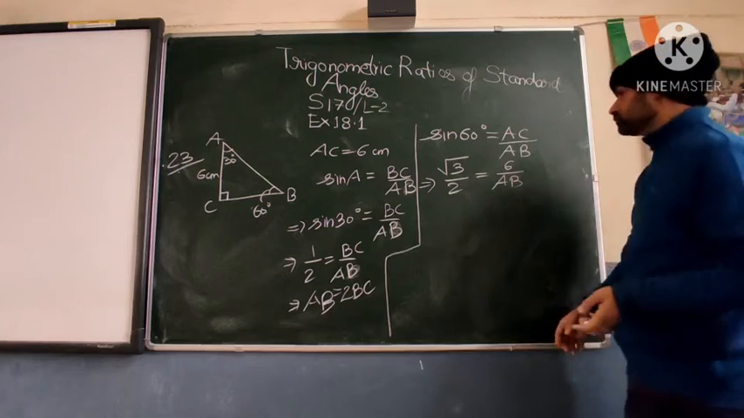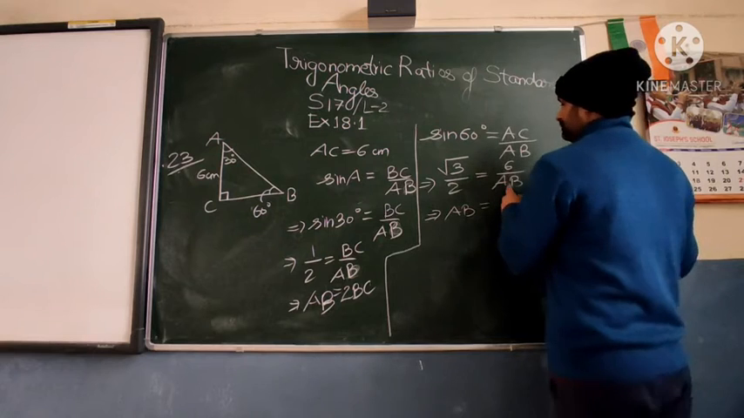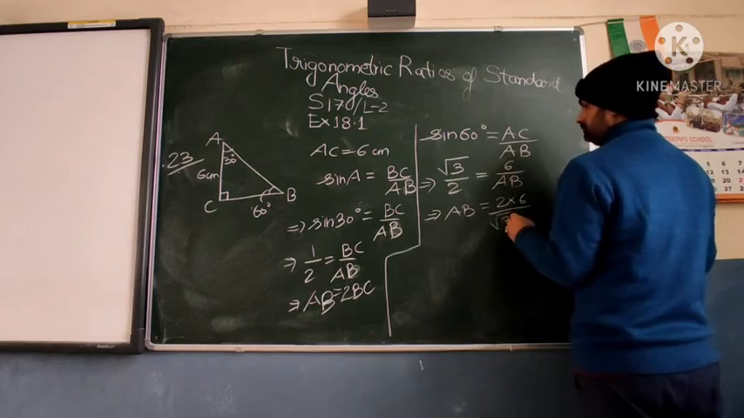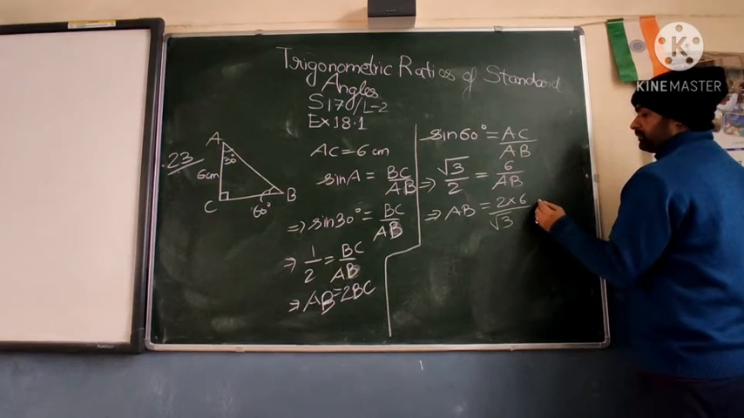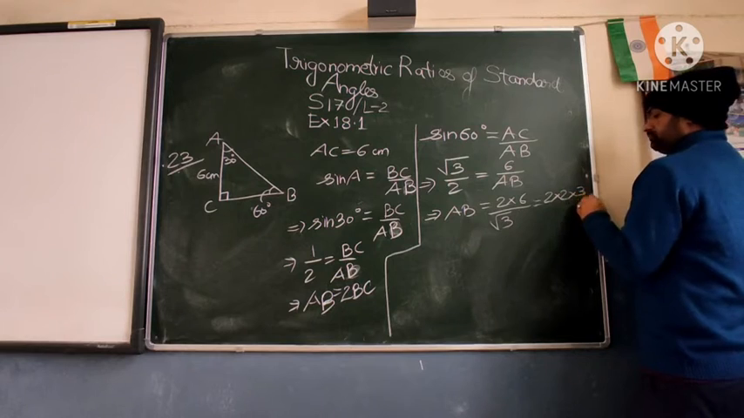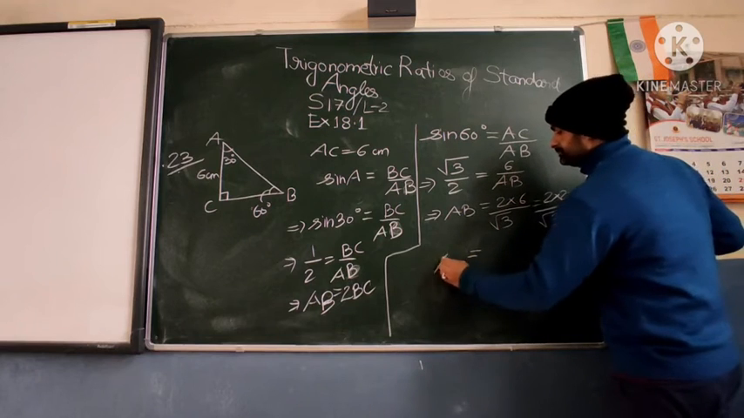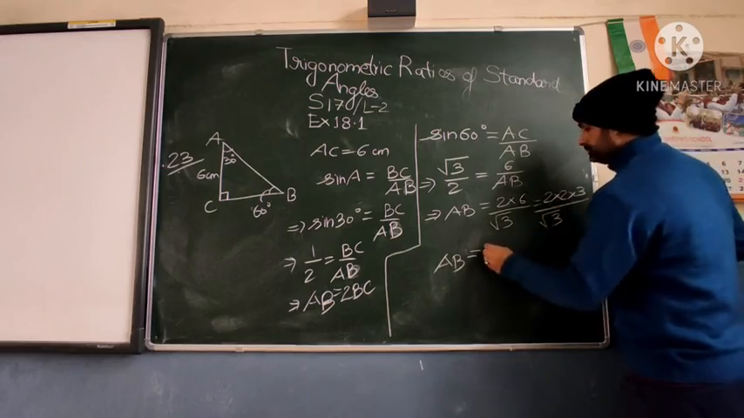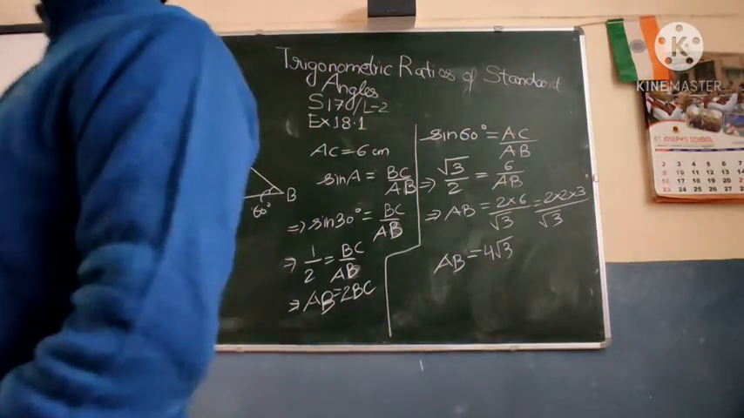Yes. Transpose here, this one is like that. AB equal to 2 into 6 by root 3. That means 2 into 3 by root 3, since root 3 into root 3 will be 3. That means it's equal to what? AB is equal to 4 root 3. Root 3 square is 3. So that you can understand here.